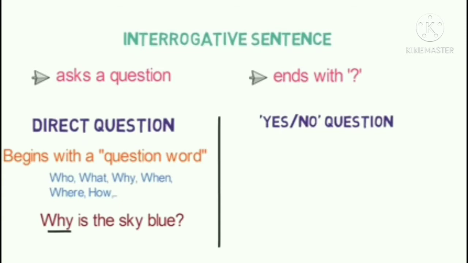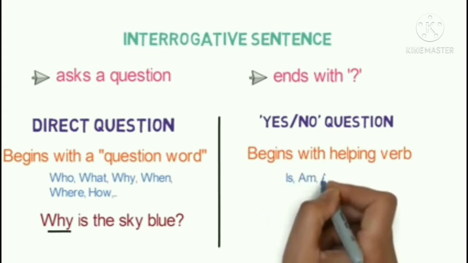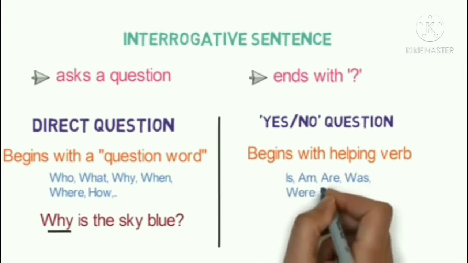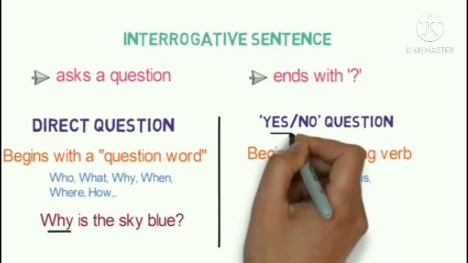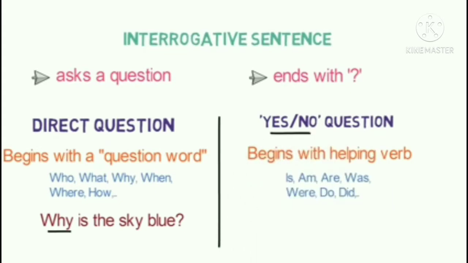Now let's move to the yes/no type questions. These questions generally start with the helping verb followed by the subject. The helping verbs like is, am, are, was, were, do, did, and so on. These questions are designed to be answered simply either in yes or no. Let's understand with an example. Are you coming to the party? Now you can notice the helping verb are is used for yes or no type question. Now students, the interrogative sentence is clear to you.